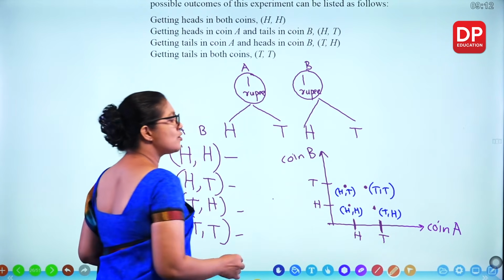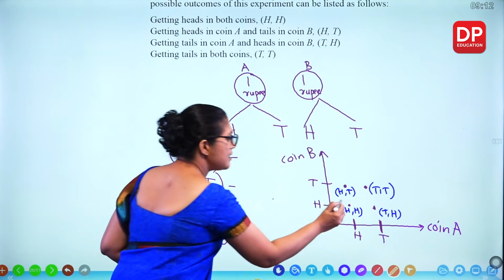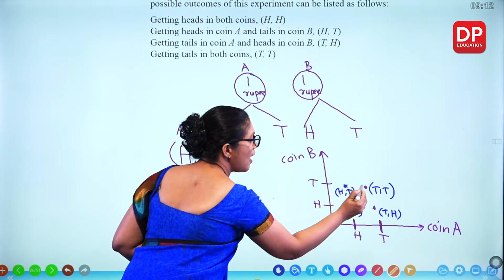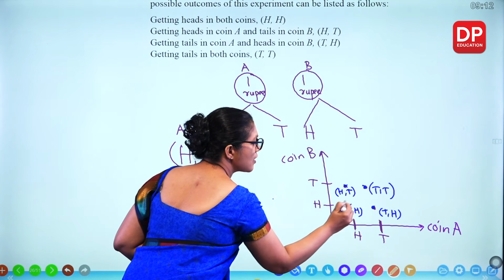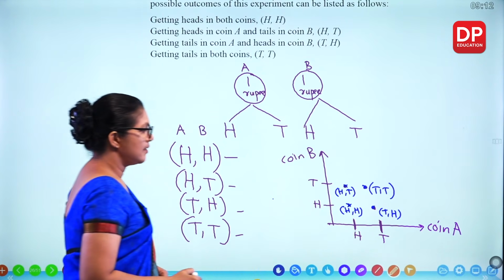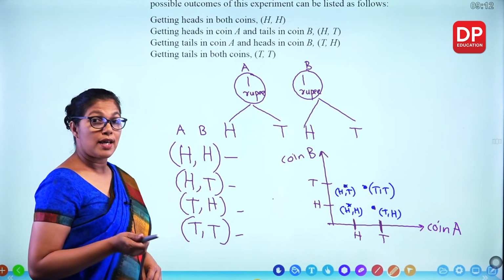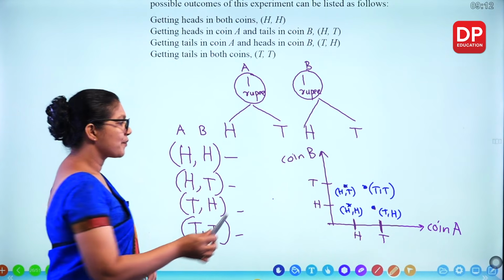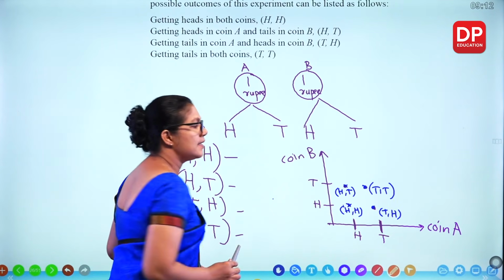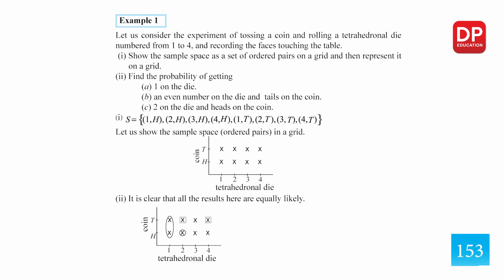So you don't need to label like this, but identify the possible outcomes. So these possible outcomes are here, and altogether how many are there? 4 possible outcomes. Now we'll look at example number 1.